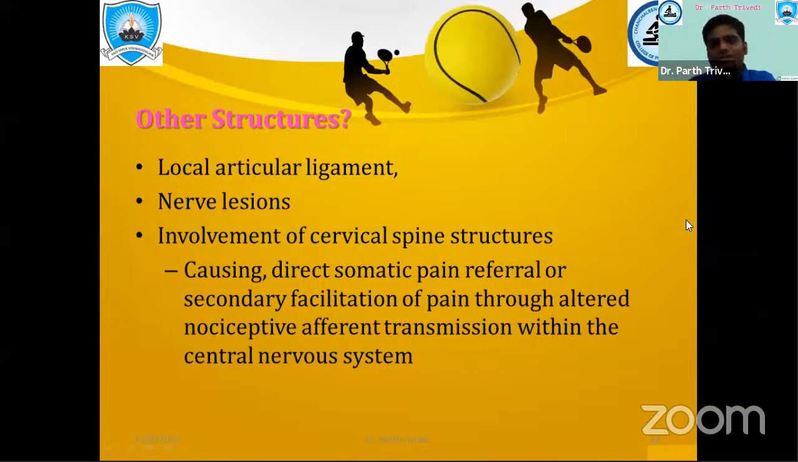And what are the other structures? Without wasting much time, we have local articular ligaments, nerve lesions, and cervical spine structures getting into the picture. So you have the differential diagnosis, I'll show it.